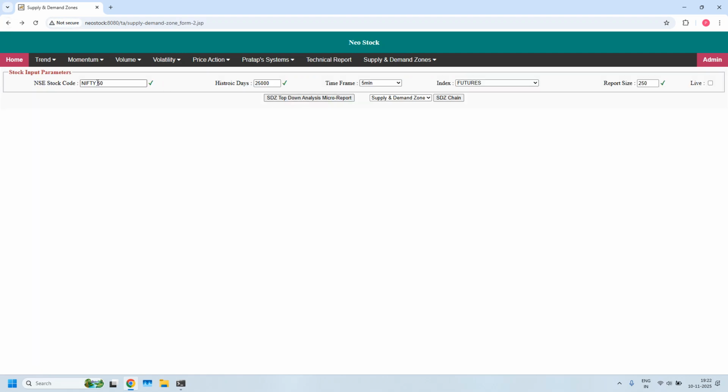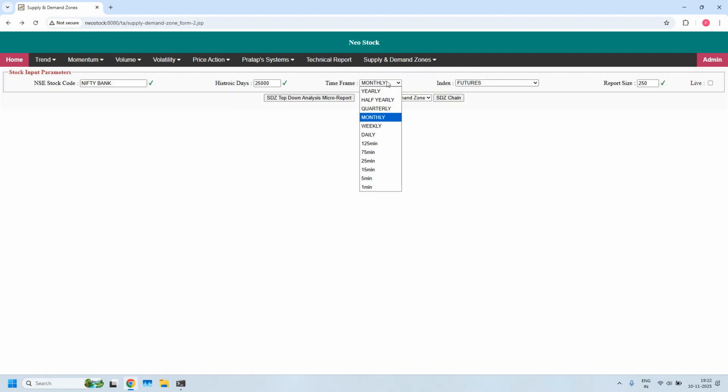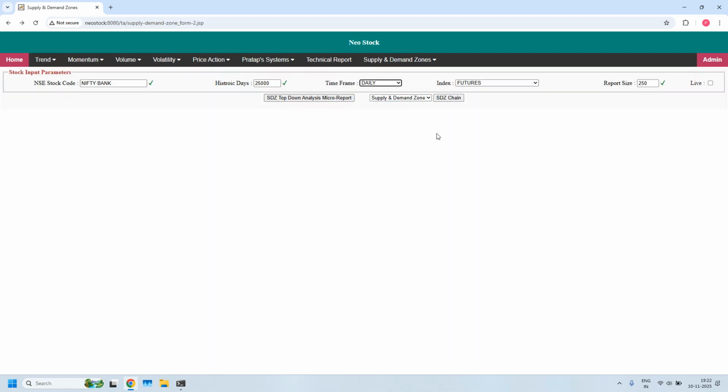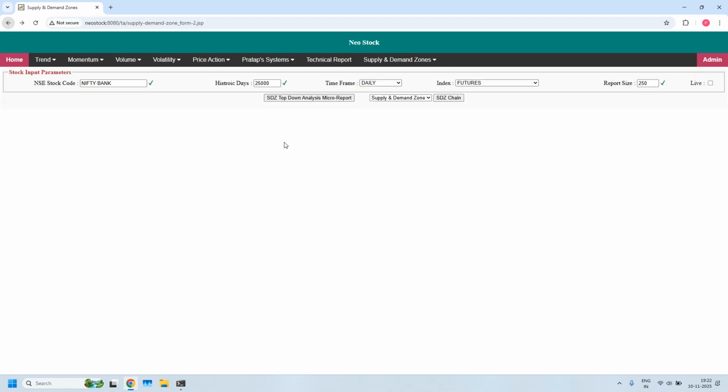Next, BANKNIFTY supply demand zone chain, Nifty Bank. So monthly report for BANKNIFTY. BANKNIFTY weekly report. Next, BANKNIFTY daily report. BANKNIFTY 125 minutes report.